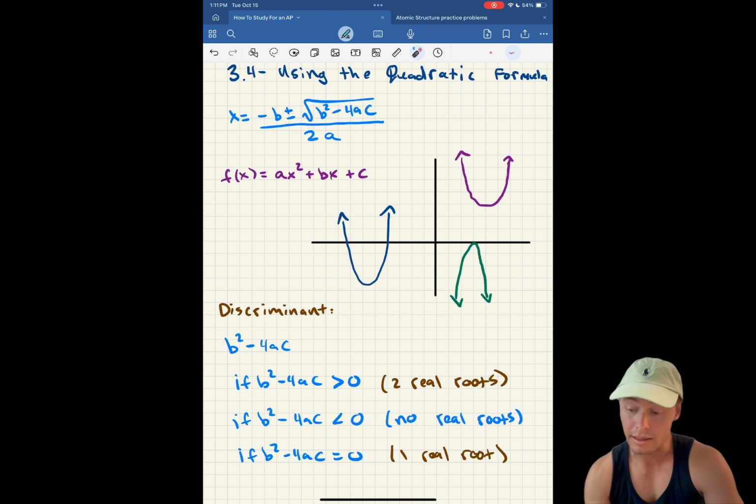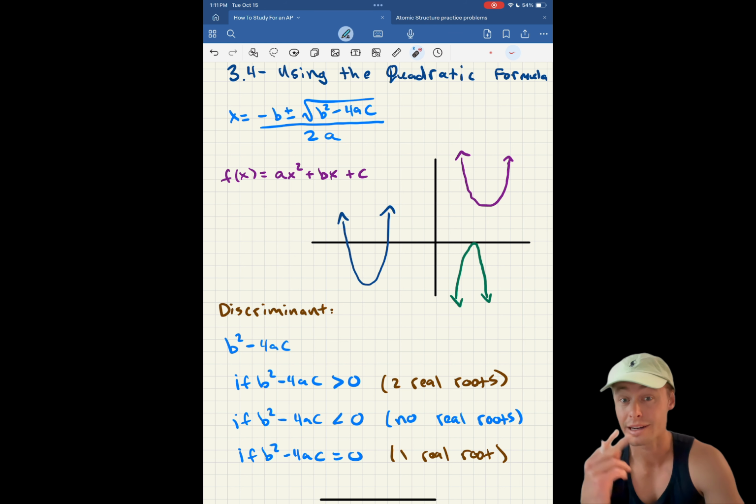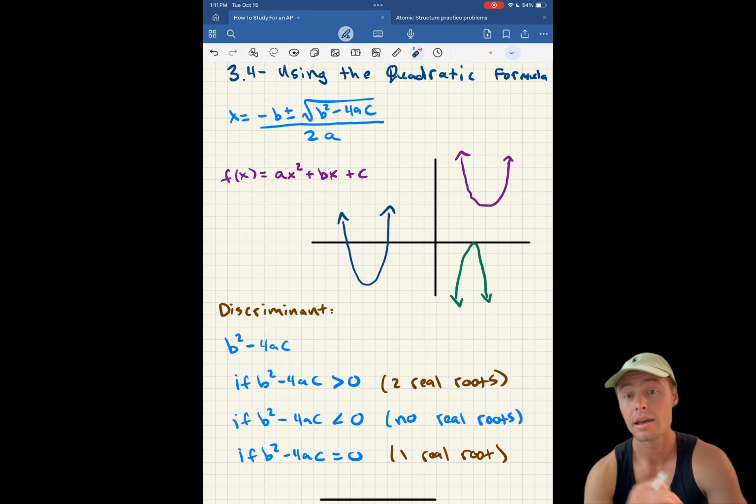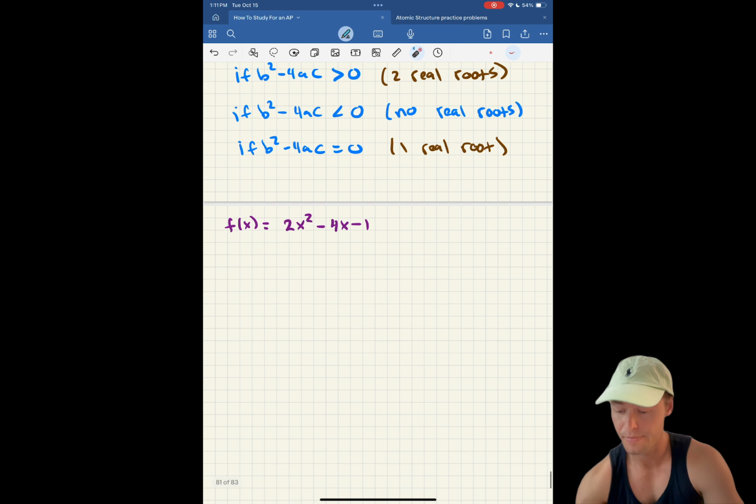Now let's talk about something important. If you have no real roots, that means you actually have two imaginary roots. So you're going to have two imaginary roots, and we'll talk about an example of what that means. All right, so let's go through and do a couple of practice problems.